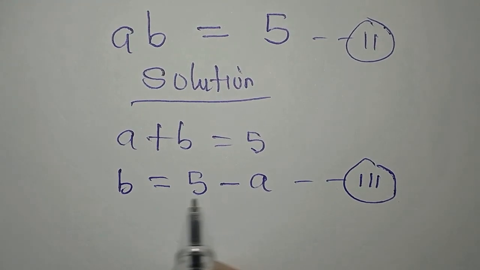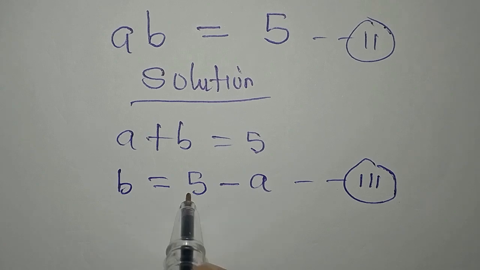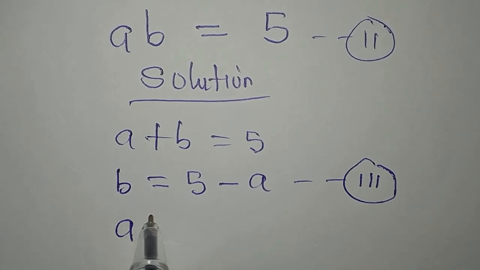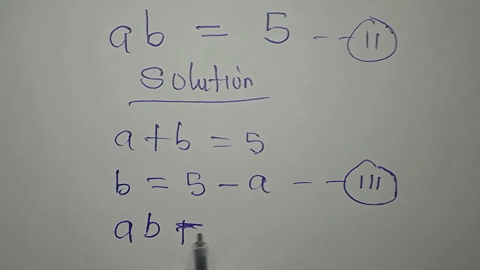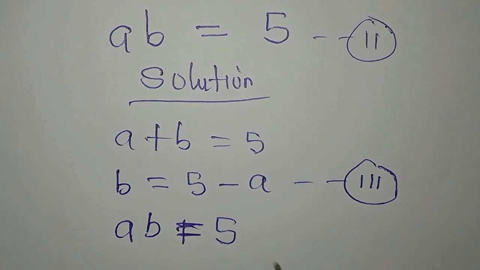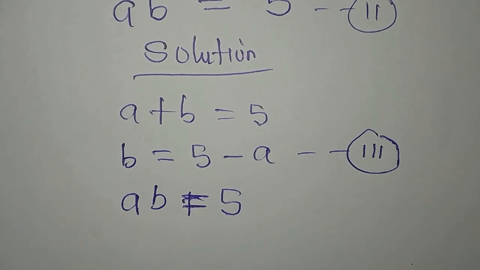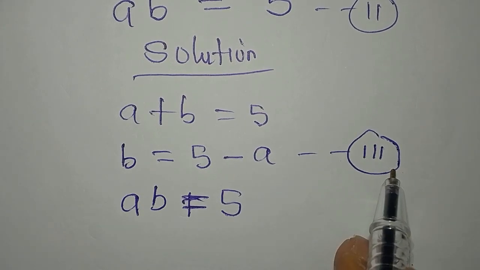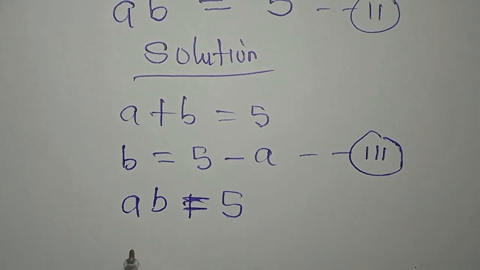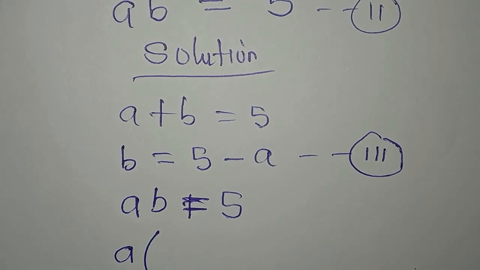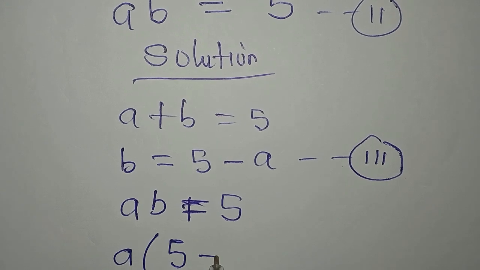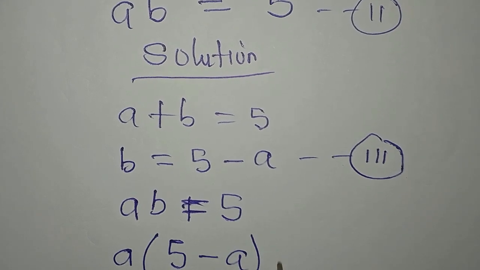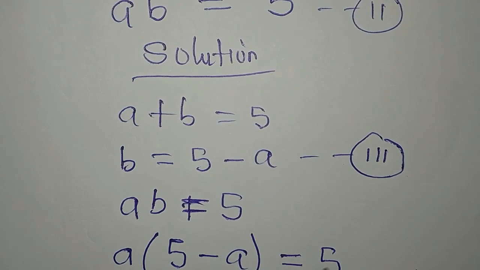Now, from this equation 3, remember that we still had equation 2, ab equals 5. Now, let's put in the value of b in equation 3 into equation 2. So we have a into bracket 5 minus a, and that will be equal to 5 as well.